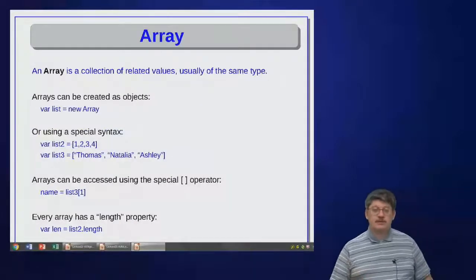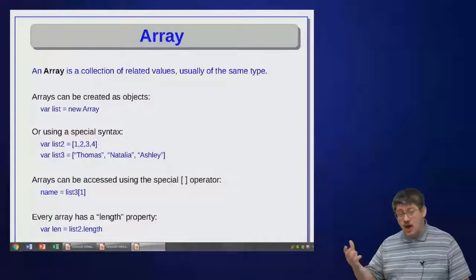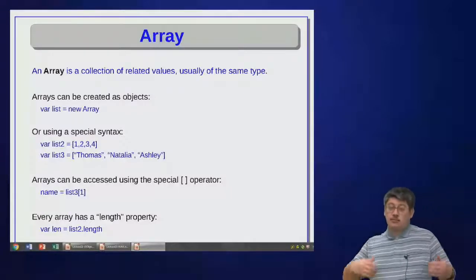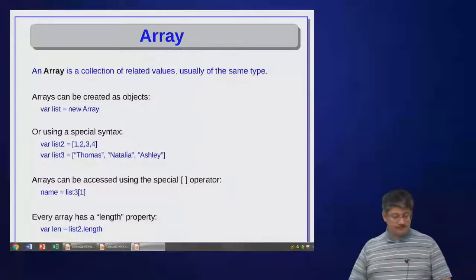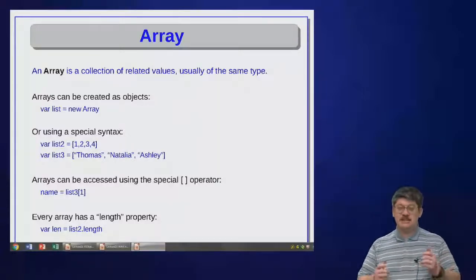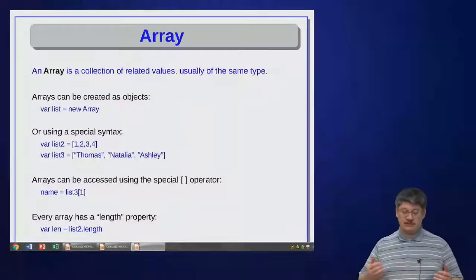We've already talked a little bit about arrays in JavaScript, but an array is an object. And so it has properties and methods. To create an array, we say new Array. So for example, I can say var list = new Array. And that'll make a new array named list.